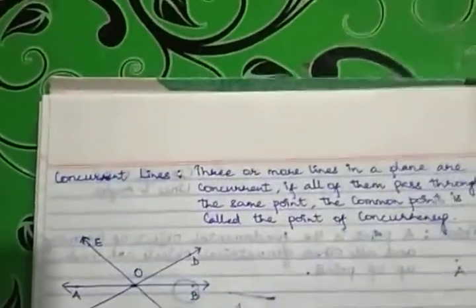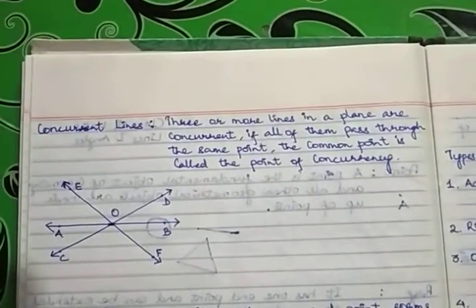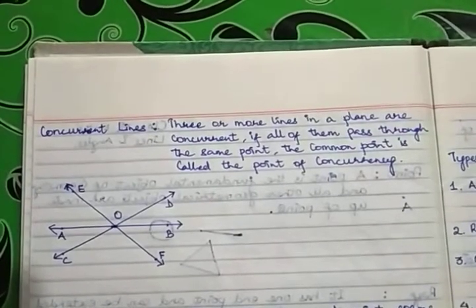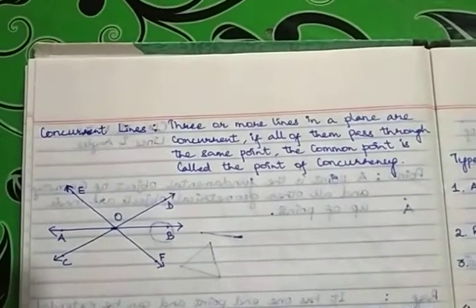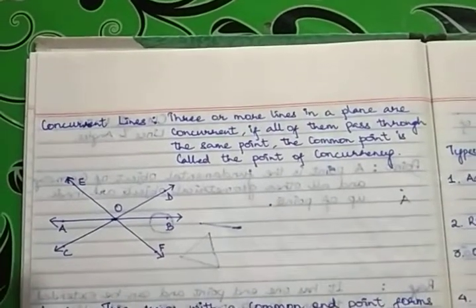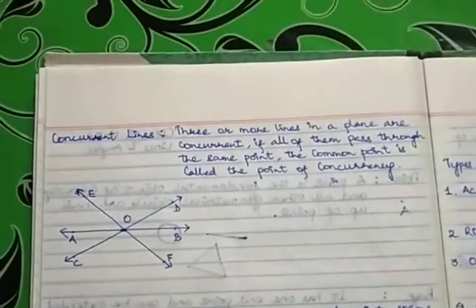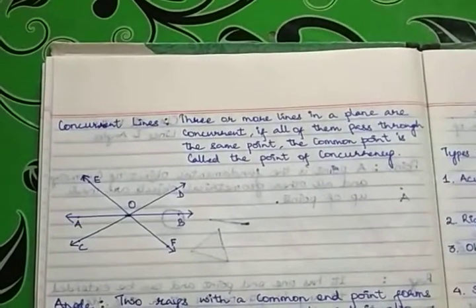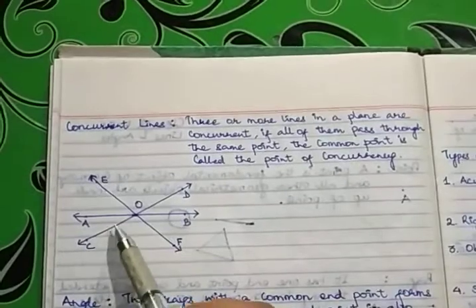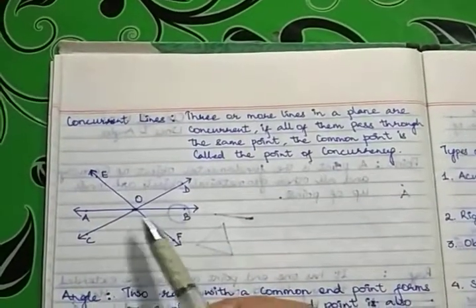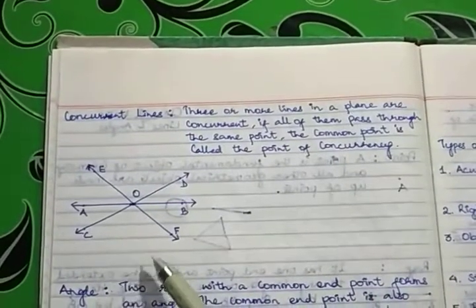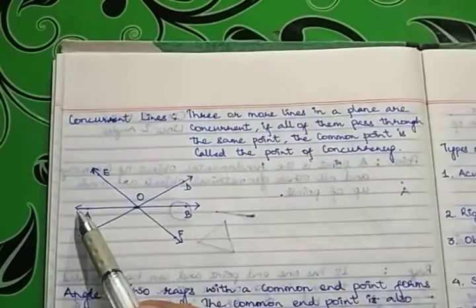The next one we have here is concurrent lines. Now see, concurrent lines: 3 or more lines in a plane are concurrent if all of them pass through the same point. The common point is called the point of concurrency. Like for example, a simple example, when 3 lines pass through the same point, that is C, what do you see here? We see a straight line AB, another straight line CD, another straight line EF, isn't it?